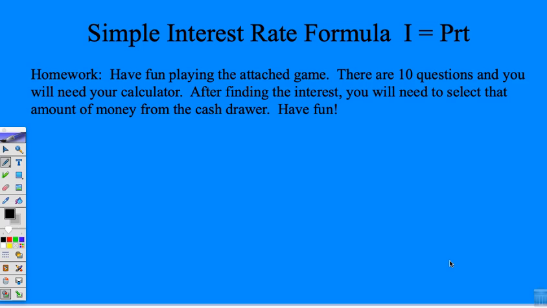So your homework for today then, you're going to use the link that I attached on this Google Classroom page. There's going to be 10 questions. I think you're really going to enjoy this game. You'll need your calculator. You will be finding the interest on each problem, and then you have to select that amount of money from a cash drawer. I think you'll really like it, so have fun, and I'll see you tomorrow.